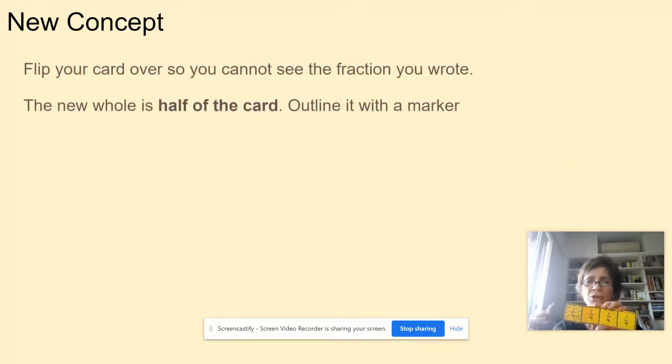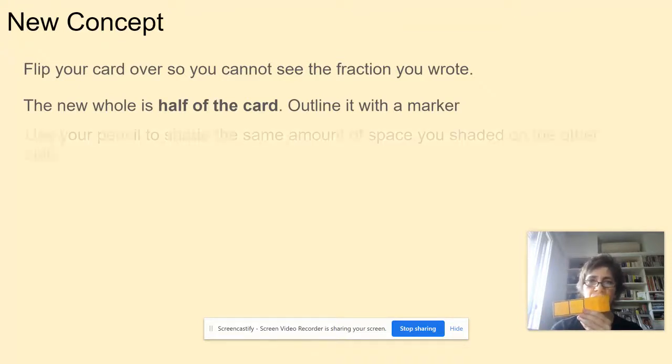Now, flip your card over so you cannot see the fraction you wrote. Now, the new whole is half of the card. Outline it with the marker. So as you can see, half of the card is my new whole. And I traced the outline with a marker.